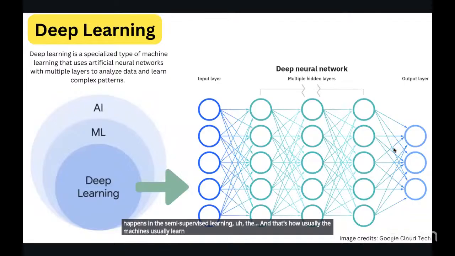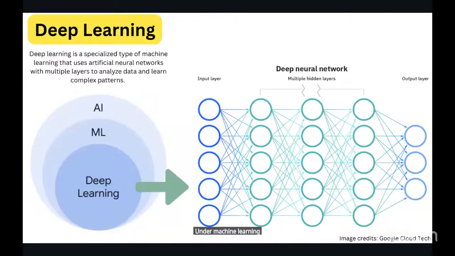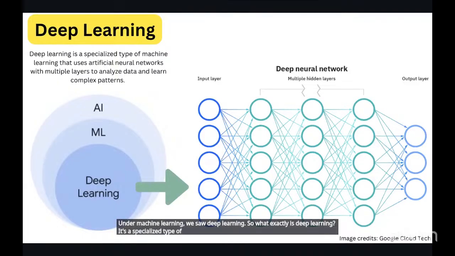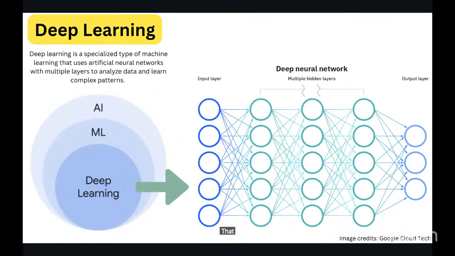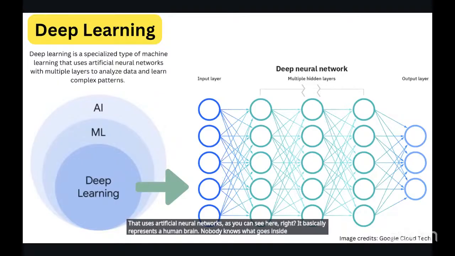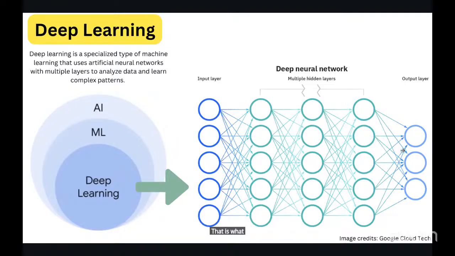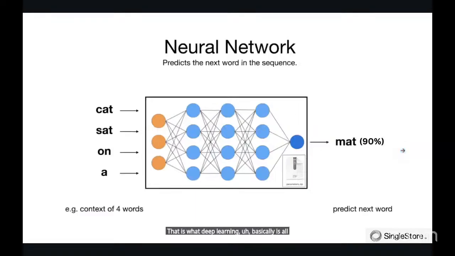And then under machine learning, we saw deep learning. So what exactly is deep learning? It's a specialized type of machine learning that uses artificial neural networks, as you can see here, right? It basically represents a human brain. Nobody knows what goes inside. It has multiple layers to analyze data and learn different complex patterns. You will have an input layer, multiple hidden layers, and then an output layer. That is what deep learning is all about, which comes under ML.